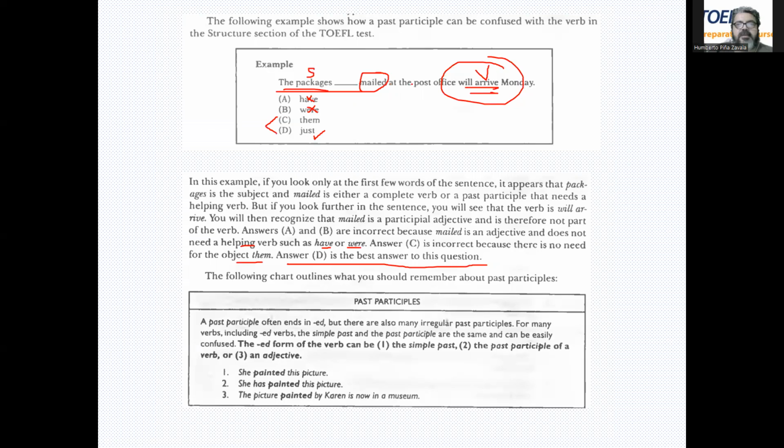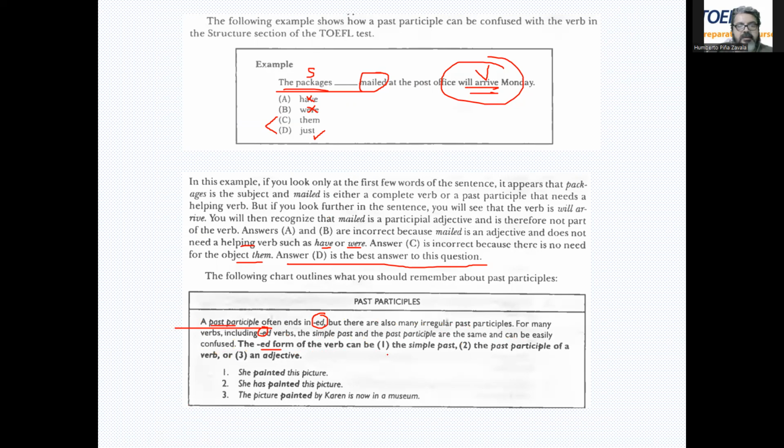Right? The packages just mailed at the post office would arrive Monday. Okay. Now, a past participle often ends in -ed, but there are so many irregular past participles for many verbs, including -ed verbs. The simple past and the past participle are the same and can be easily confused.